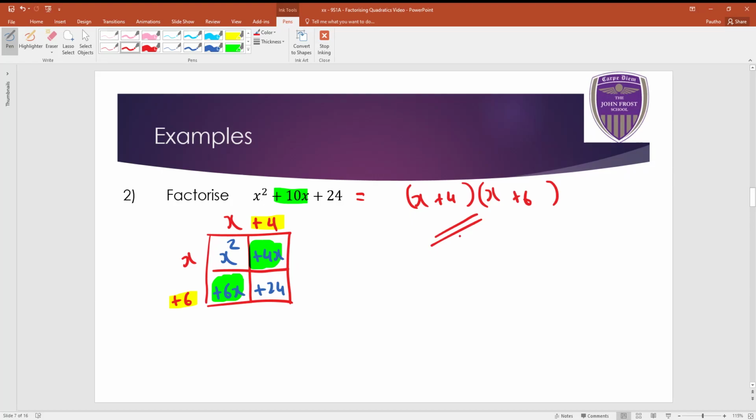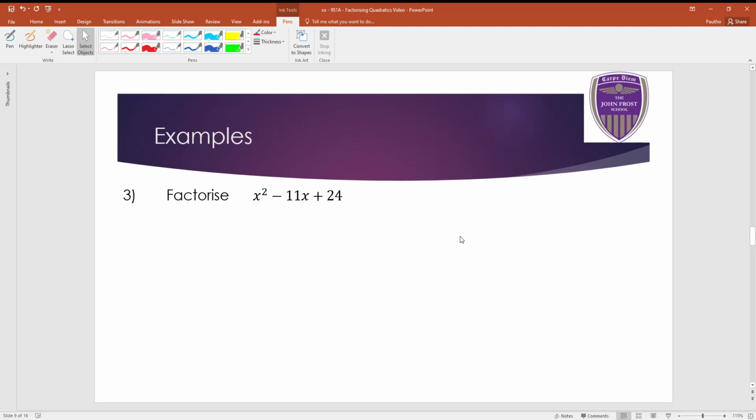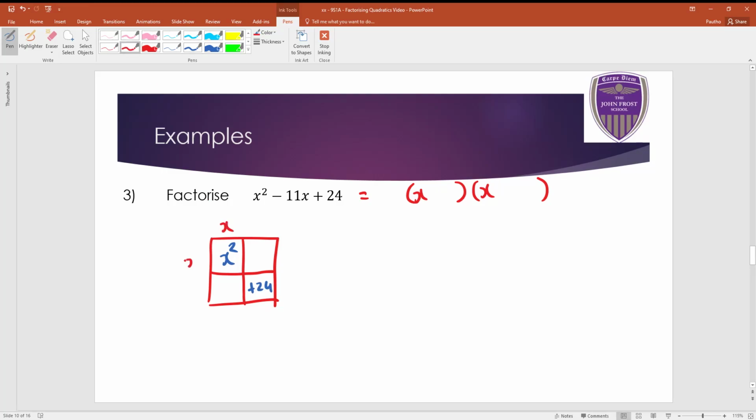And the last example is here. So pause the video, have a go, come back when you're ready. Okay, welcome back. This one is slightly more complicated, but not too bad. Again, it must have come from two brackets. It's a pure quadratic. So x squared here and 24 here. So x and x. This time they have to multiply to 24, but this time they have to combine to make negative 11.